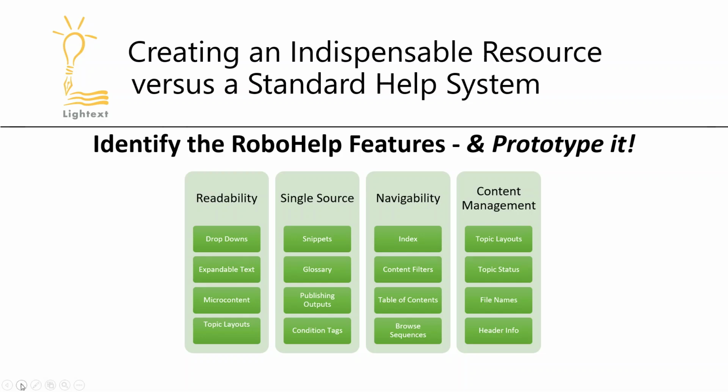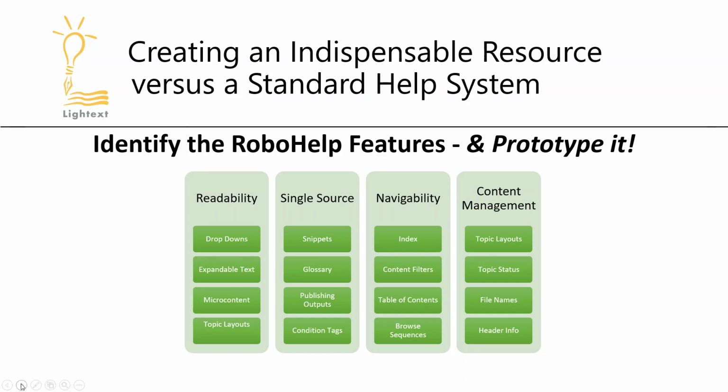Navigatability, having a hard time getting through my content, adding a structured index can help with the full text search options, adding content filters, structuring your table of contents with bookmarks and making that a little bit more robust. Adding browse sequences into your table of contents can help.